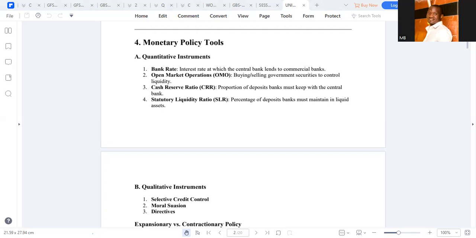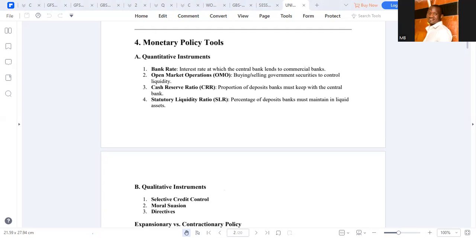So by buying securities, it means government is injecting money into the system. When they're selling these securities, it means they're actually absorbing money from the system. So these are the systems that the central bank uses to control. The other are reserve ratio and statutory liquidity ratio. So how does it use the reserve ratio and statutory liquidity ratio?